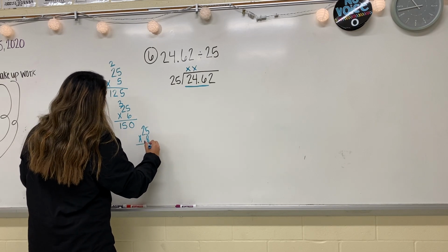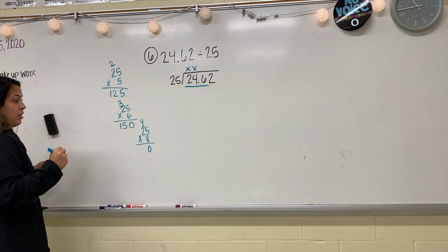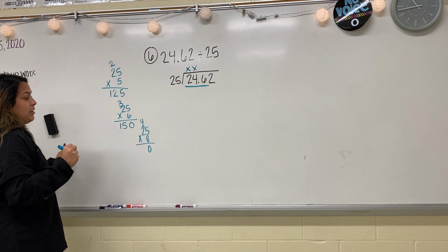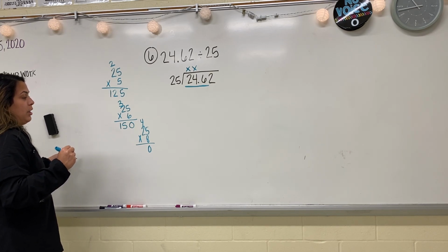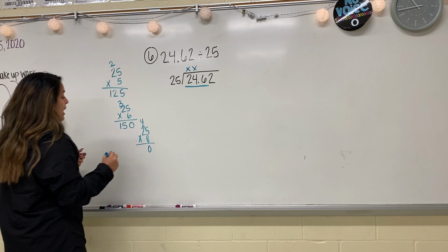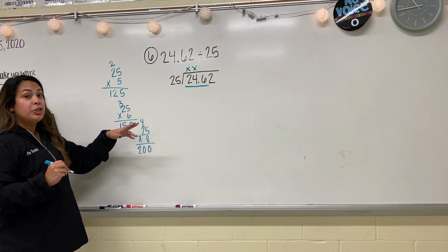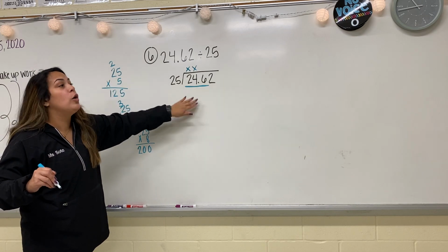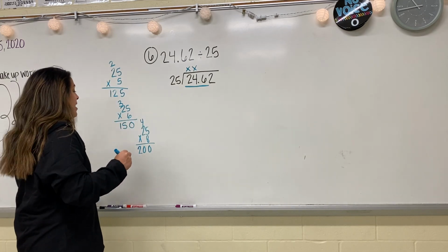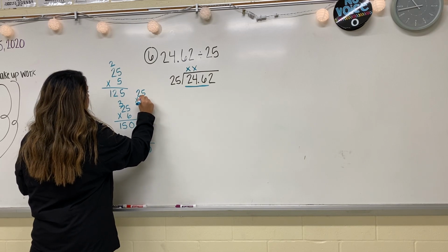Five times 8 is 40. I'll put my 0, carry my 4. 2 times 8 is 16. 16 plus 4 is 20. Okay, I got closer. I'm at 200, but I want to get as close to 246 as I can. So I'm going to do 25 times 9.